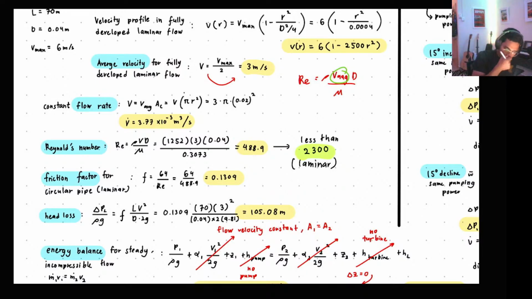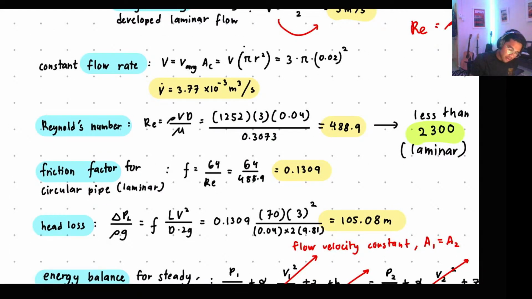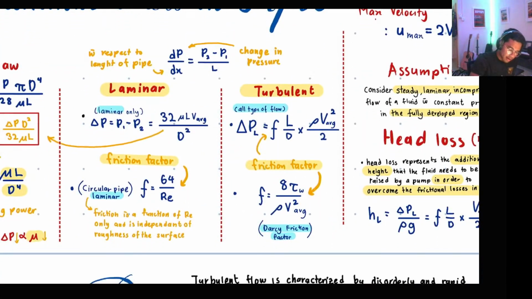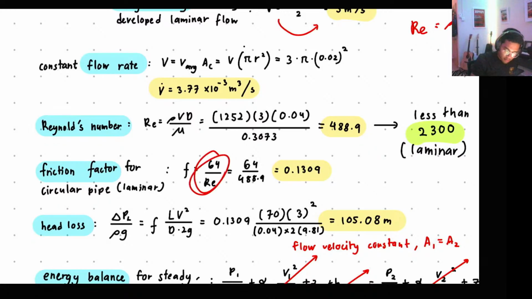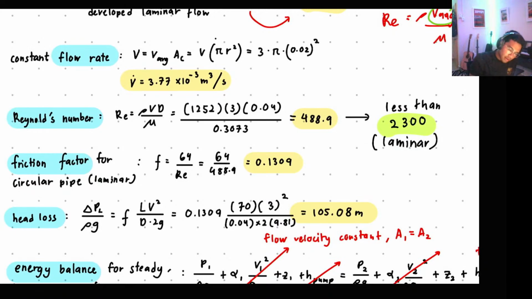Okay, so from that we want to find the friction factor. Since it is laminar, we use this friction factor. F equals 64 over Re. F equals 64 over 488.903, so we will get 0.1309. That is our friction factor.